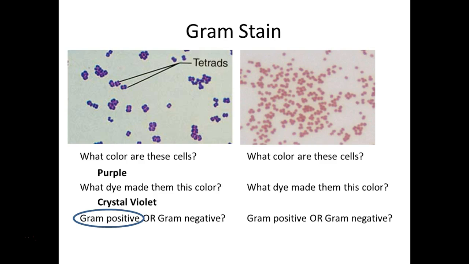What color are these cells? Pink. What dye made them that color? Safranin. And so what are they, gram positive or gram negative? They're gram negative. And again, this is because they got decolorized and got stained pink. Safranin is a red dye, but because of the damage these cells go through in the process, they don't retain a lot of the red dye, so they're a lighter shade of red, which is referred to as pink.